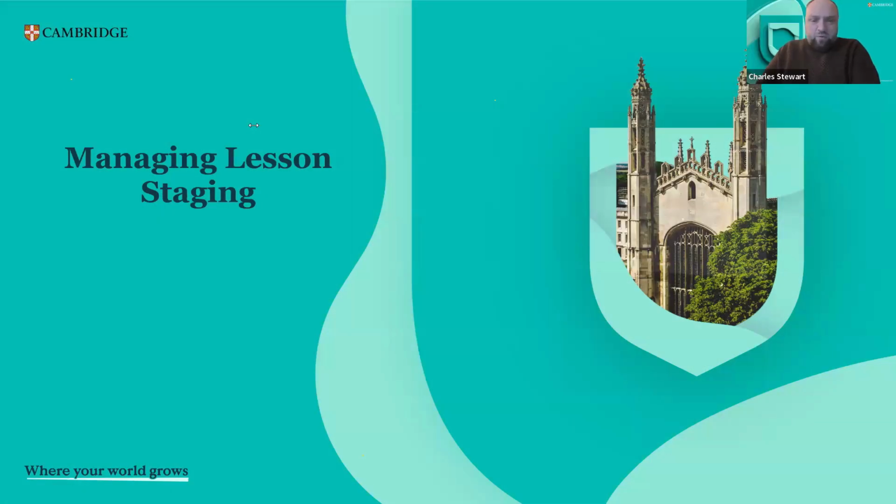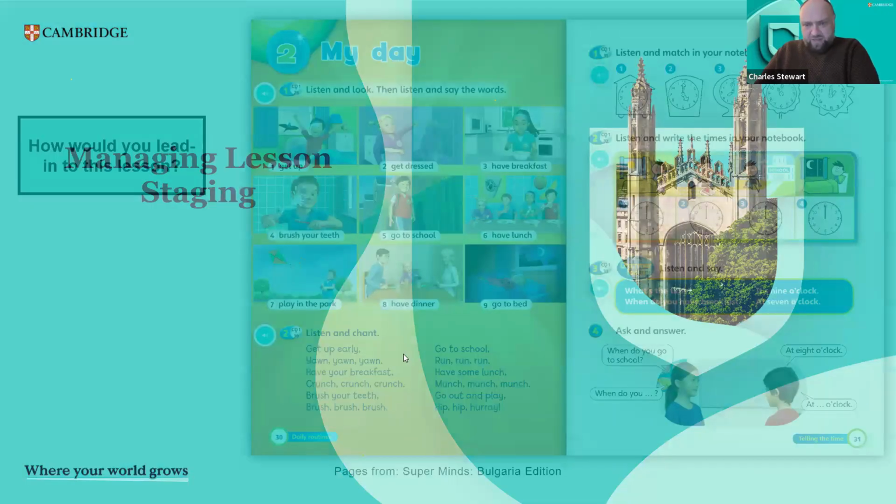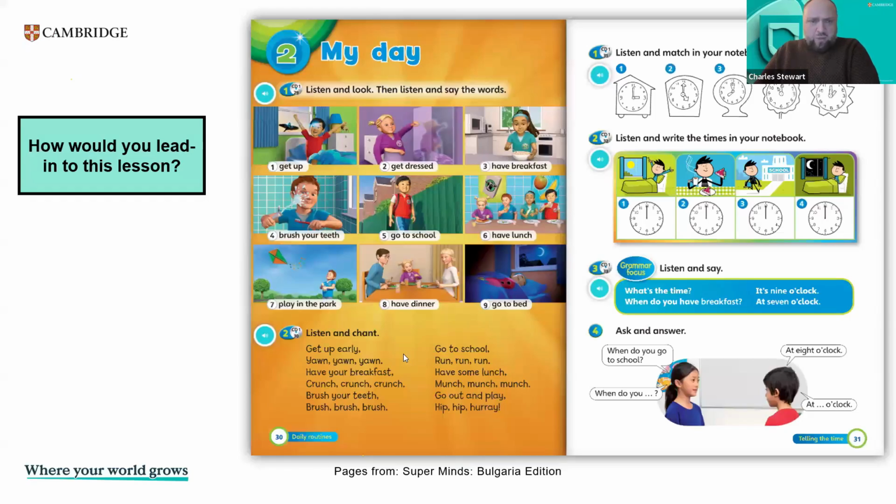Okay, secondly, and moving right along, I know that we have around 15 minutes or so left in the webinar. Managing lesson staging is the other aspect of classroom management that we will look at. Okay, I want you to think, these are the 2 pages that you are going to teach in your classes. These pages, of course, come from the book Superminds. How would you begin your lesson? How would you lead in to this lesson? Let me hear a couple of ideas in the chat of what you would do in your own experience.